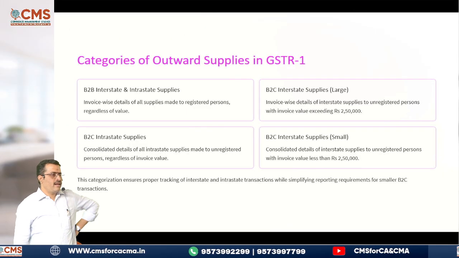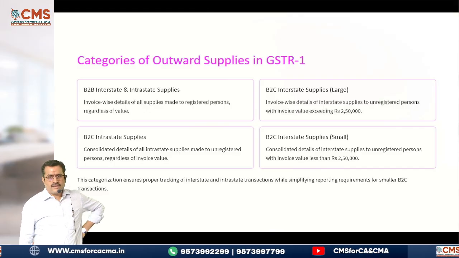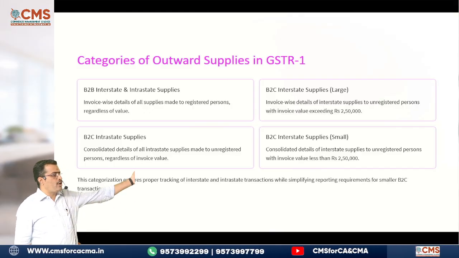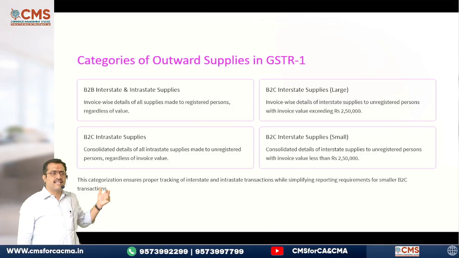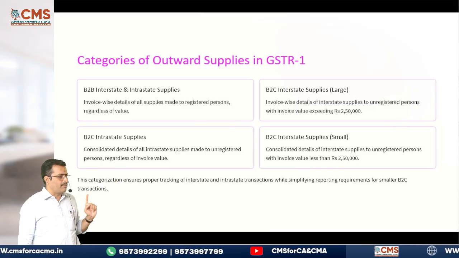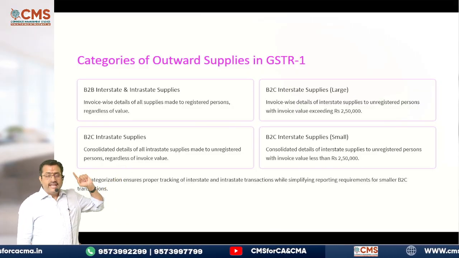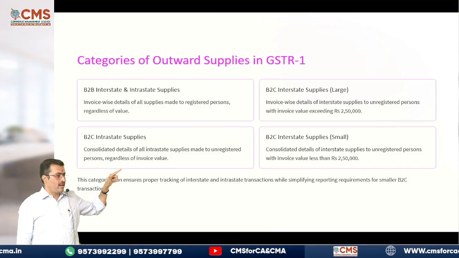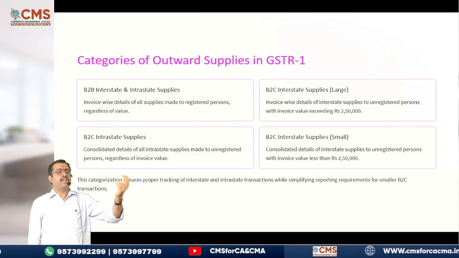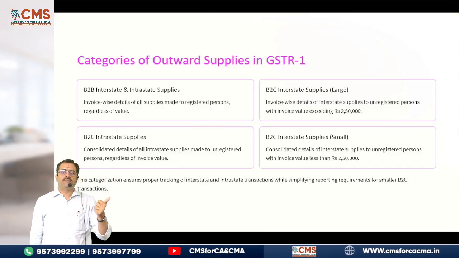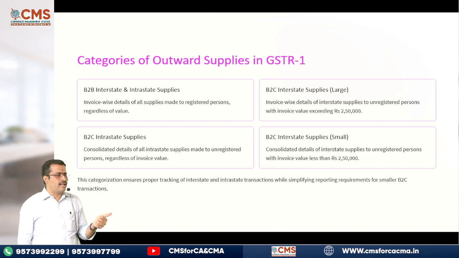Categories, what are there in GSTR number 1? So see one by one. First, it will have B2B. B2B means business to business and intrastate supplies. Similarly, B2C, interstate supplies large. Large means big invoices. When you can call an invoice as a large, when the value is more than 2,50,000, you can call it as a large invoice.